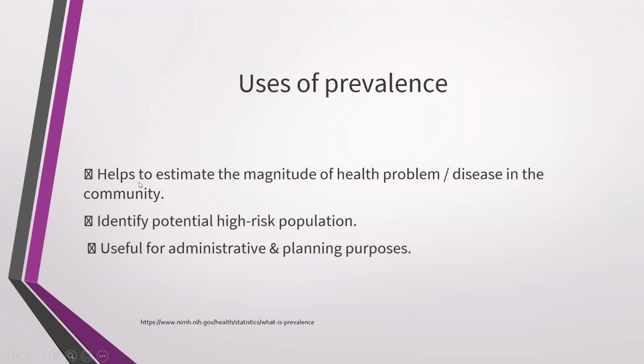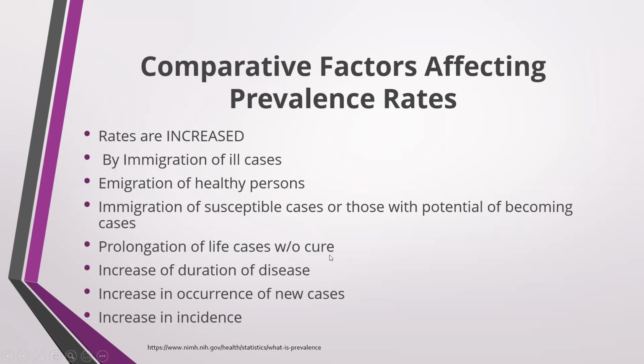Prevalence overall can be used to estimate the magnitude of a health problem, of a disease in a community. It also helps to identify the potential high risks and is useful for administration and planning purposes. So, whenever we are considering a community, we see some comparative factors that affect the prevalence rates. What factors cause an increase in the overall prevalence rate?